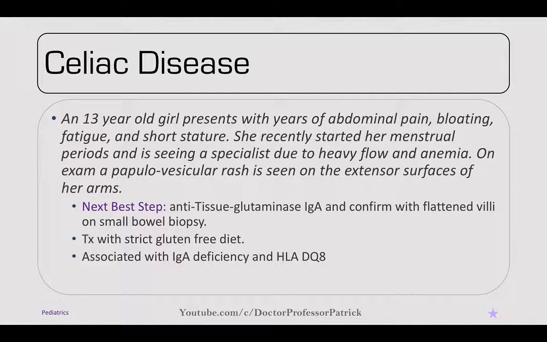And the next best step here, if you're considering celiac disease, would be an anti-tissue transglutaminase IgA, and confirm this with flattened villi on small bowel biopsy with EGD. And you can treat this with a strict gluten-free diet. It's associated with IgA deficiency and HLA-DQ8.